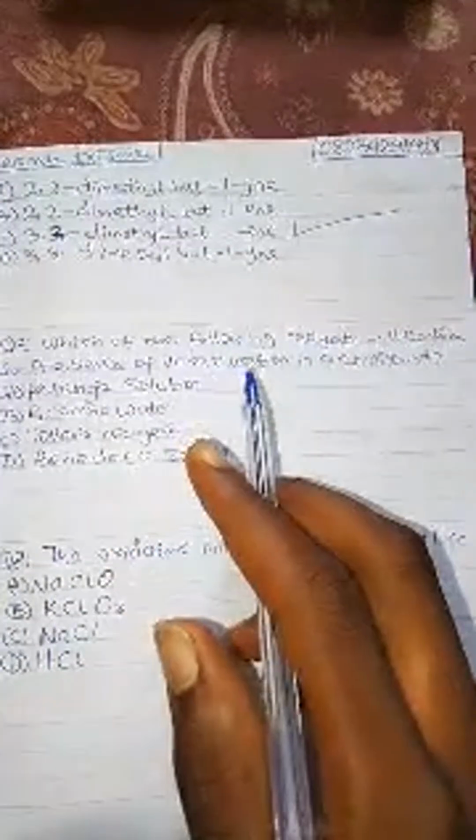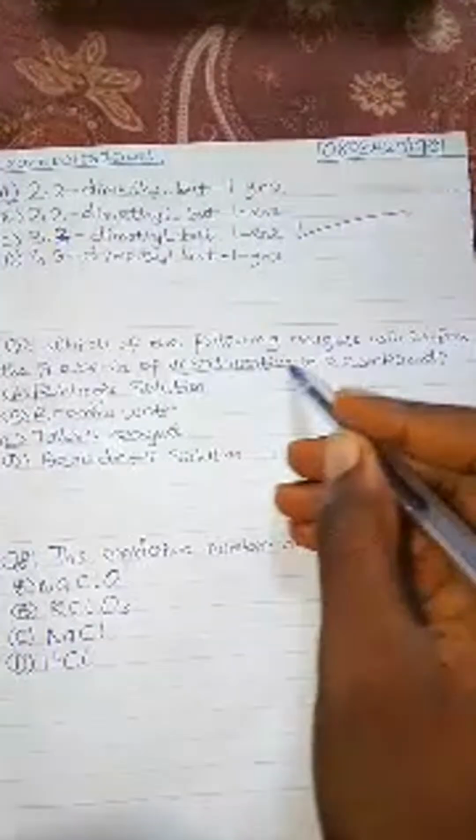Question 7. Which of the following reagents will confirm the presence of unsaturation in a compound? A. Phenylene solution, B. bromine water, C. toluene reagent, D. Benedict solution.